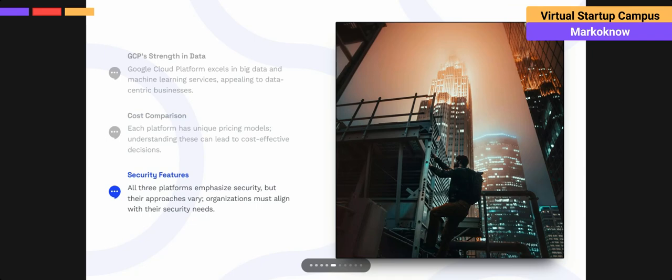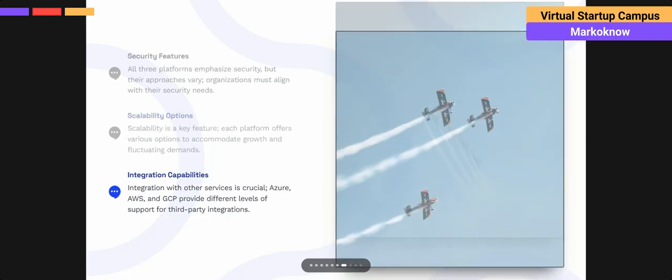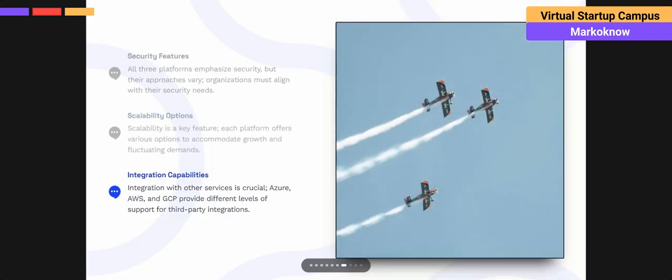Okay, so for the cost comparison, I already talked about the security features that all three platforms emphasize, but their approaches vary. Scalability, I already talked about, but in the case of scalability, you can treat it the same as the AWS. And then integration capabilities: the integration with Azure, AWS, and GCP provides a different level of support and third party integration.